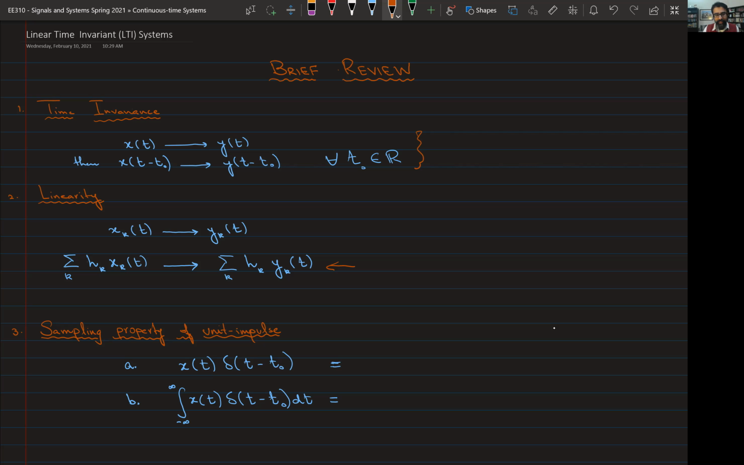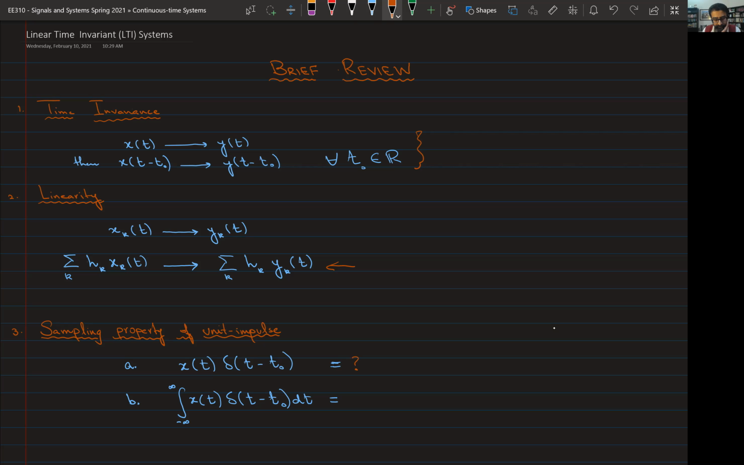What I also want to quickly review is the sampling property of a unit impulse, right? Because this is going to be extremely important as far as this lecture is concerned. So property number A, as you see on screen, is if I multiply x of t with delta of t minus t naught, a shifted impulse residing at time t equals t naught, what is the output going to be? So what is the output here?